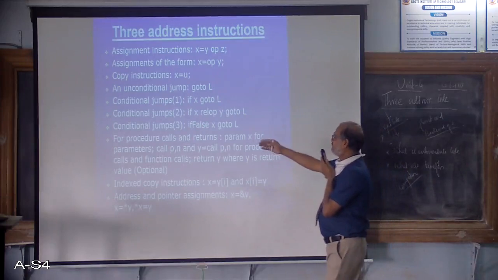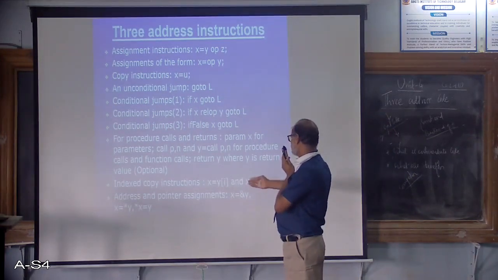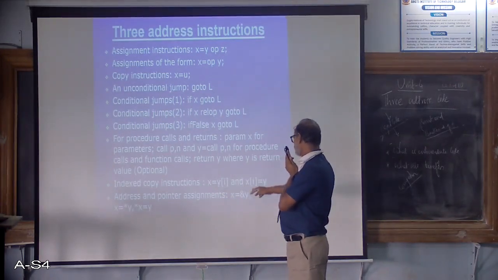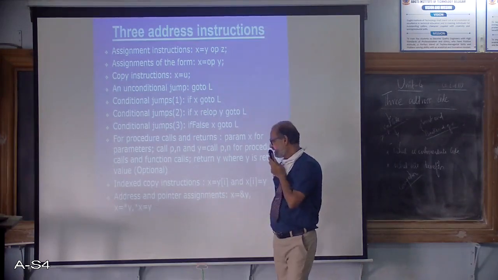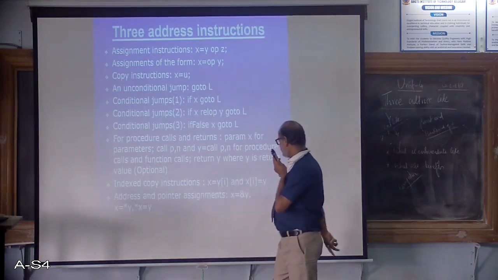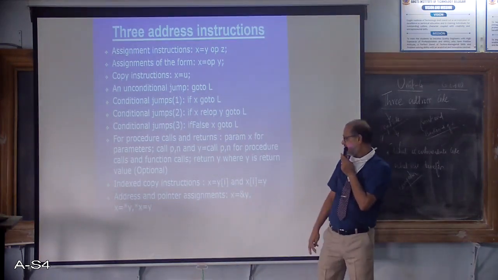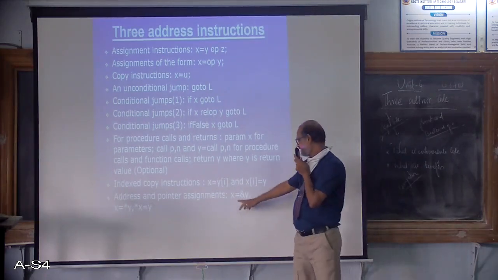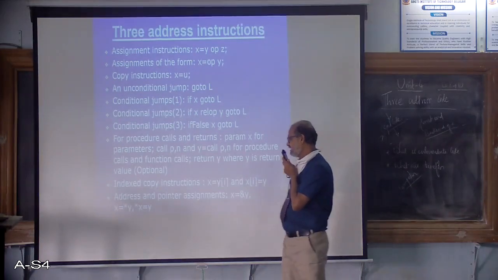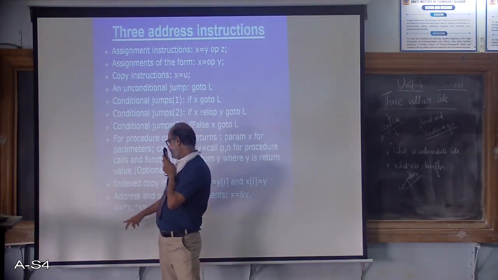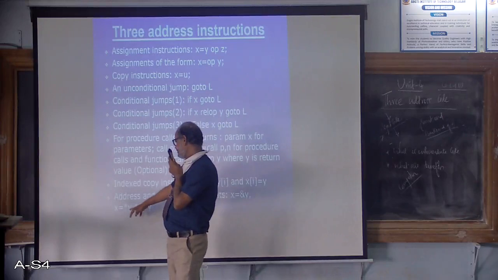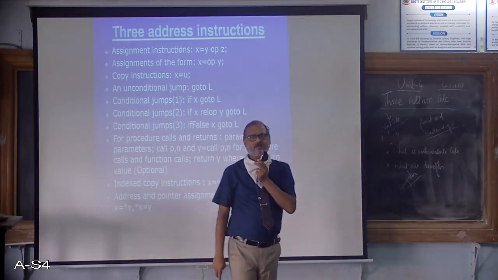Then you have the procedure calls, then you have indexed assignments, x equal to y[i] and x[i] equal to y, and address and pointer assignments, x equal to &y. X equal to &y, where &y is the address of y. X equal to *y, where star indicates the content of y. So here, x is a pointer, and you are going to take the address of the variable y. And here, x is a variable, y is a pointer, and you are going to take the content of y by taking *y. Star indicates the content of y.